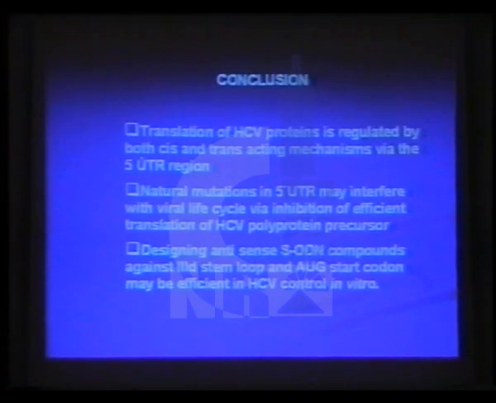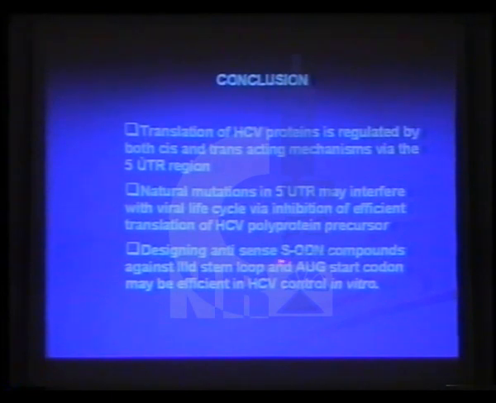So in conclusion, the translation of HCV proteins is regulated by both cis and trans-acting mechanisms via the 5' UTR region. Also, the natural mutations that we have seen in the healthy carrier patients within the 5' UTR surely interfere with the life cycle of the virus via inhibition of efficient translation of the HCV polyprotein precursor, and eventually they will affect the synthesis or the expression of the structural as well as the non-structural proteins.